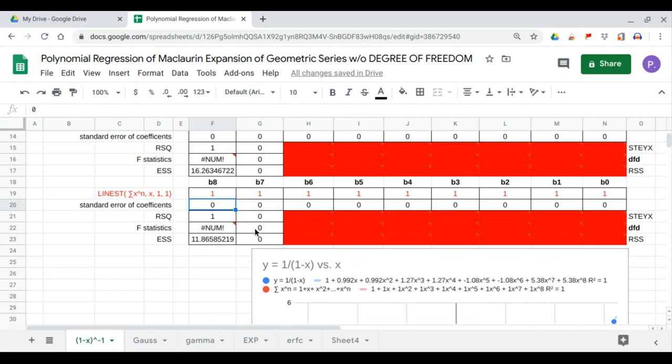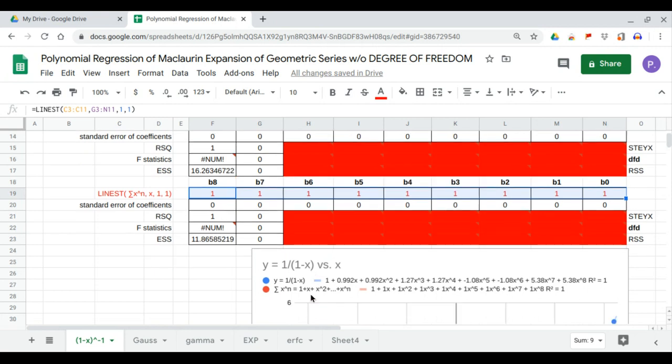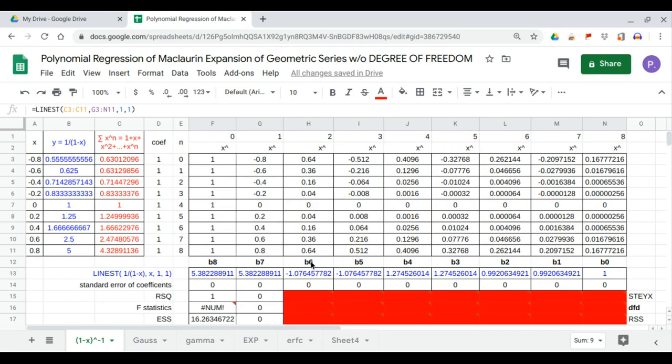This happens when there's no degree of freedom. If the degrees of freedom is 1 or 2, greater than 0, then these values here will be the same as these values here. But because there's no degree of freedom, the output of the Linest, the coefficients, will all be 1. So this explains what happens when there is no degree of freedom. The regression coefficients of the expansion will all be 1.